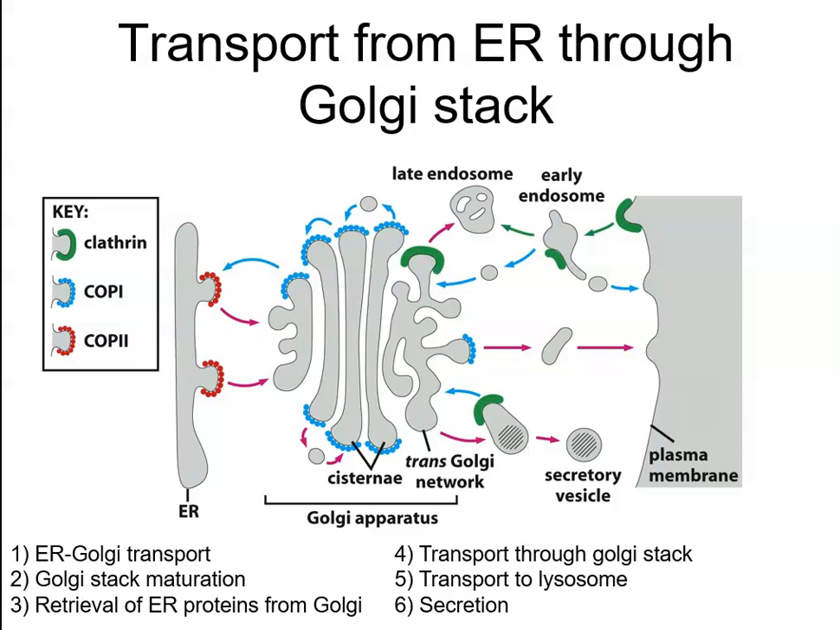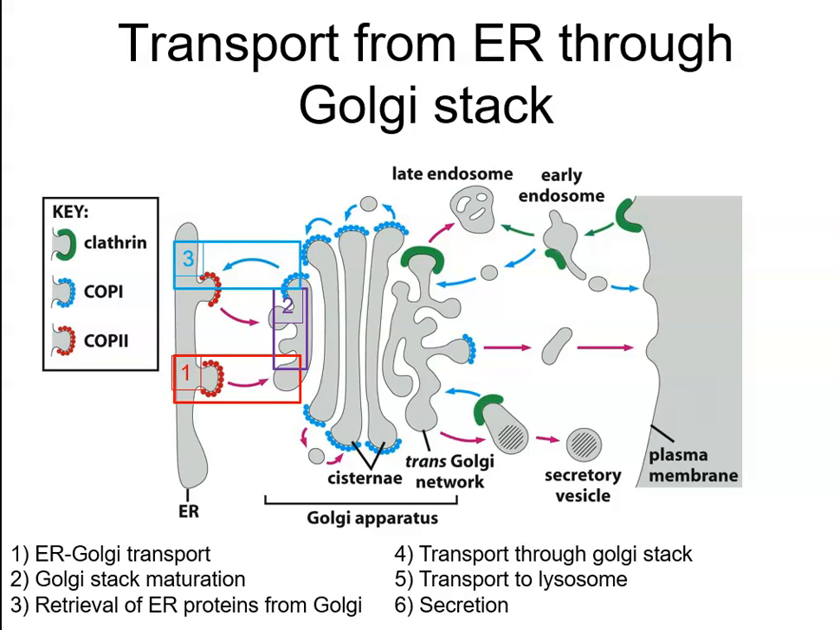But we're going to go through all the possible routes of protein transport, starting from the ER, going through to the Golgi stack maturation, looking at the retrieval pathway from the Golgi back to the endoplasmic reticulum. So this is shown here. This is ER to Golgi transport, out of the ER into the Golgi, and this is in a COP2 coated vesicle. We're then going to look at Golgi stack maturation. We're then going to look at how material gets back to the endoplasmic reticulum.